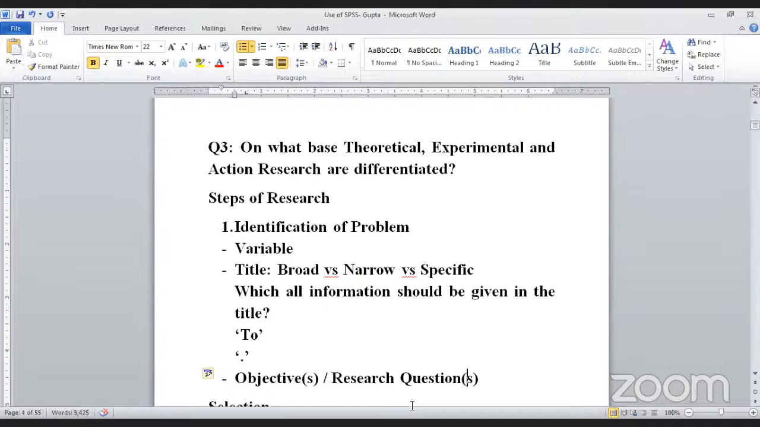So therefore, my suggestion is, either write the heading objective in your research and then write a simple sentence, or if you decide to write research question as a heading, then write that simple sentence converted into question form. But do not write both the objectives as well as the research question in the same research. There is no sense in it.